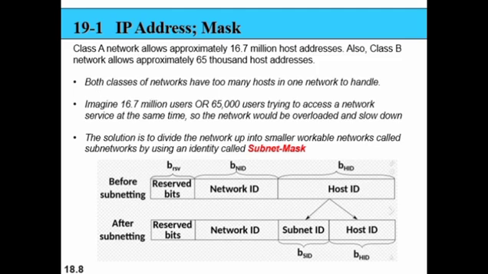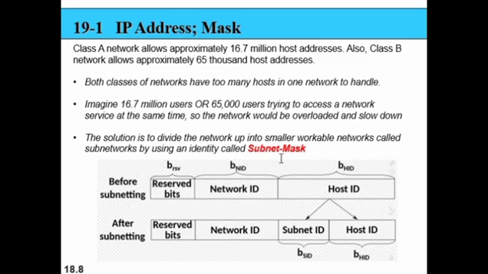Imagine 16.7 million users or 65,000 users trying to access the network at the same time. So the network would be overloaded and slow down, right? If the maximum number of users are trying to access the network at the same time, then it would become very difficult for us to manage the traffic on the network. So the solution to that is to divide the network into smaller workable networks called subnetworks using an identity called a subnet mask, and the technique is called subnetting.